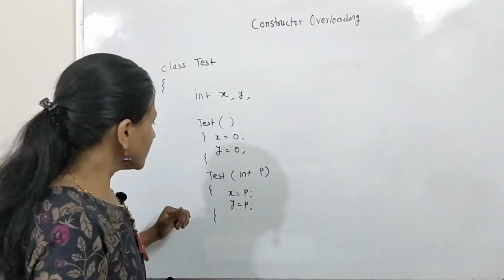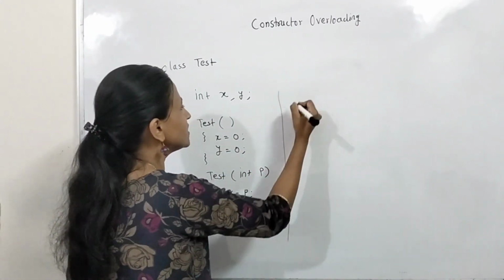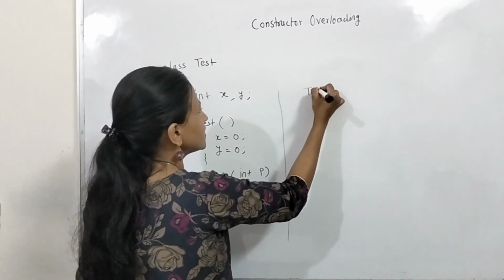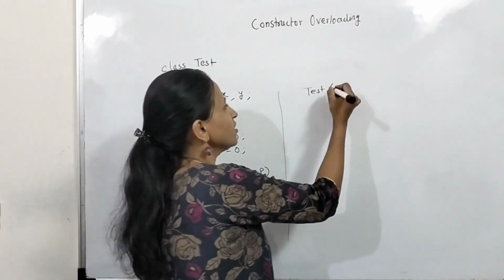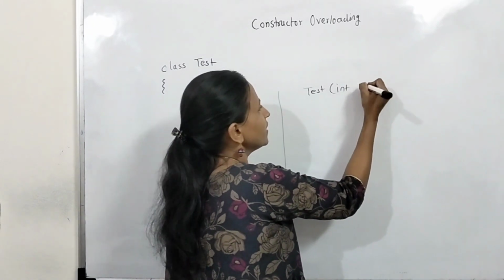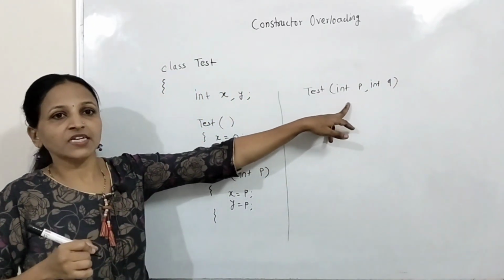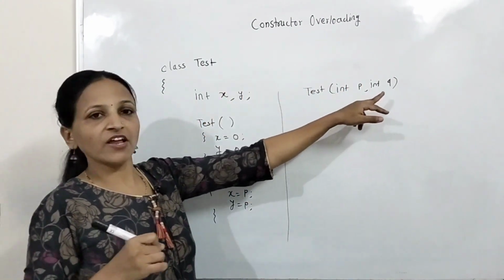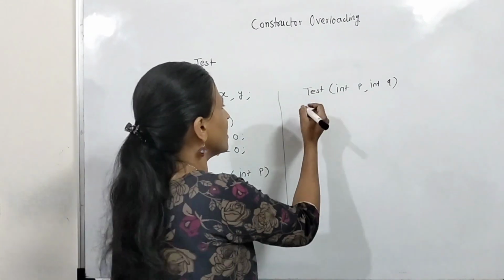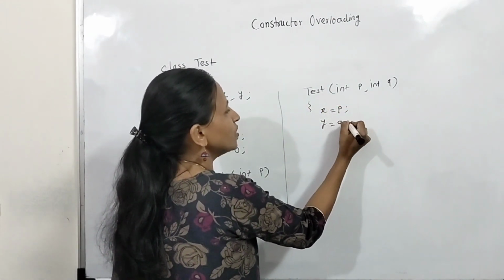Now the next constructor. I am going to write one more constructor in the same class, Test, and here I am passing two values. The first is p and the second one is q. The first argument, which is of type integer, I am going to assign to x, and the second value I am going to assign to y. How to write? Simple: x equals p, y equals q.